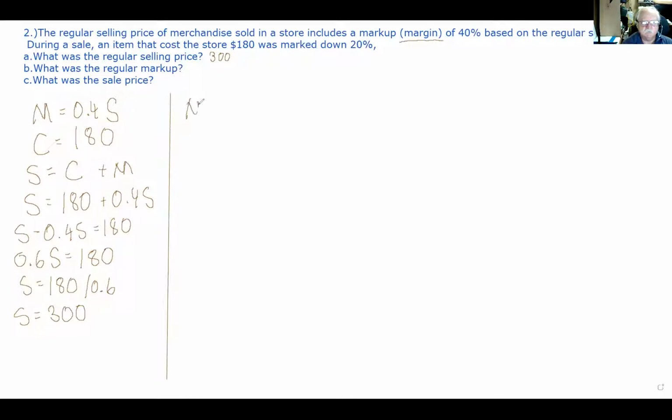We can go back to M equals 0.4 S, but we know S equals 300. So M equals 0.4 times 300. That's good. 0.4 times 300 indeed equals 120. Okay, so this would be 120.